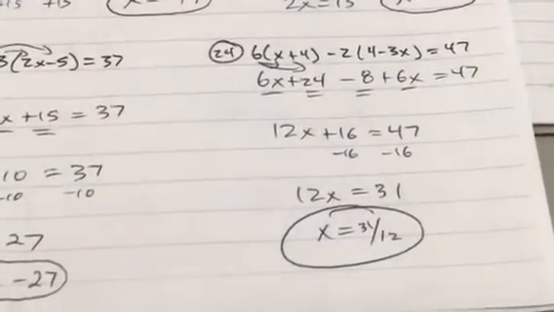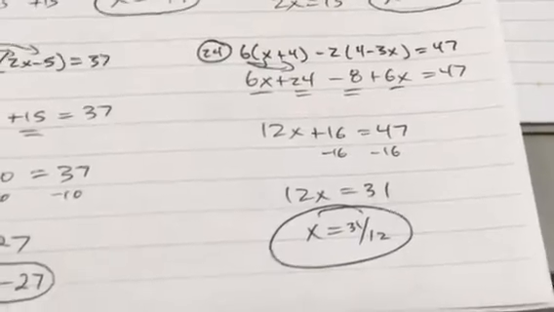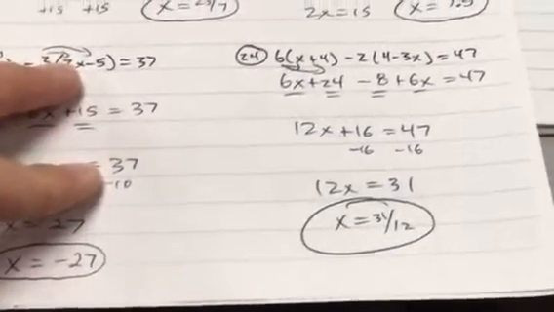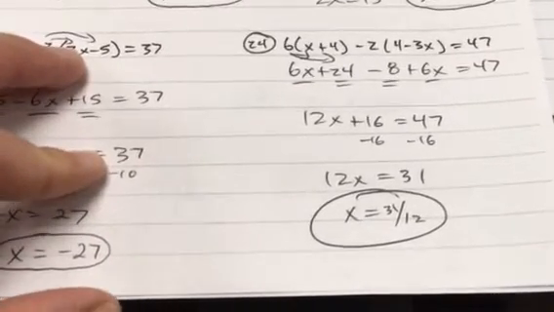Add these 6x's together, you have 12x. Subtract 16, 12x is 31. 31 divided by 12 is a good answer. That's also 2 and 7/12. I believe it's 2.583 repeating.